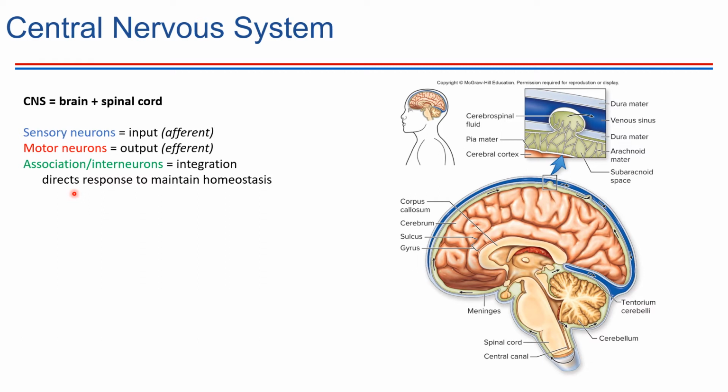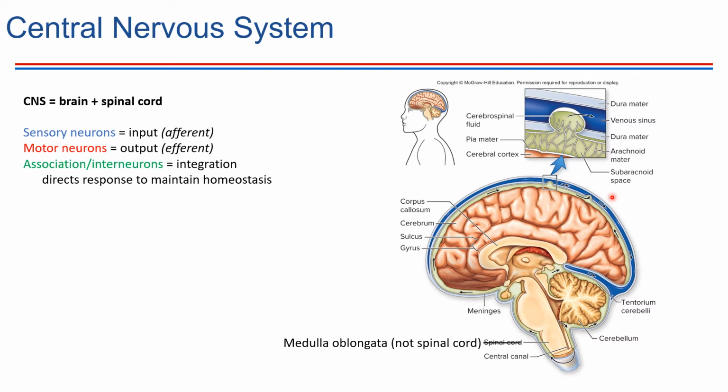And it's these association neurons that are going to be the key to directing our response to maintaining homeostasis. So when we talk about our integrating centers in that whole loop of homeostasis, it's these interneurons that are going to be our integrators, and they're going to be making up things like our thalamus and our hypothalamus and lots of parts of our cerebrum and how that communicates to each other. So we're going to take a look at all of these.